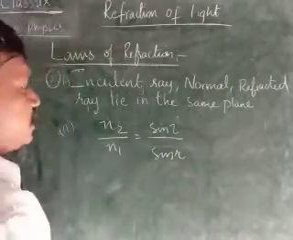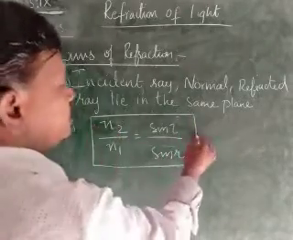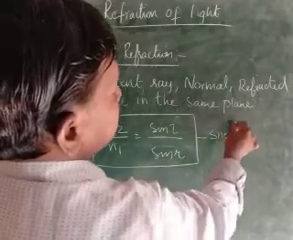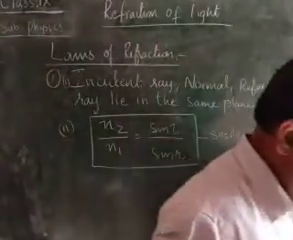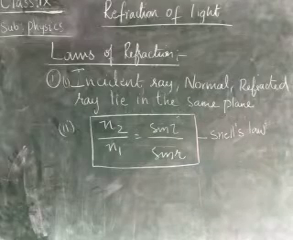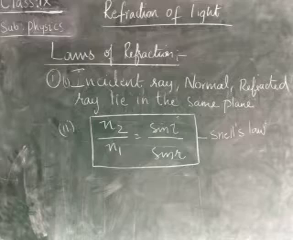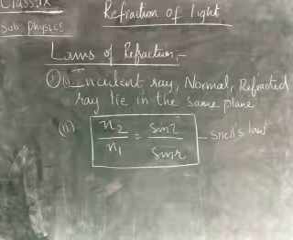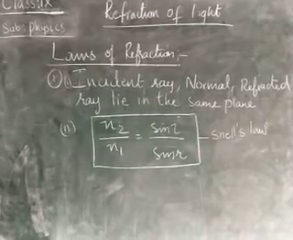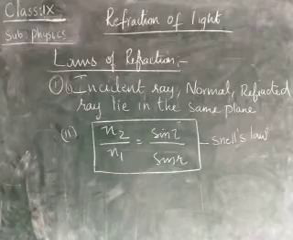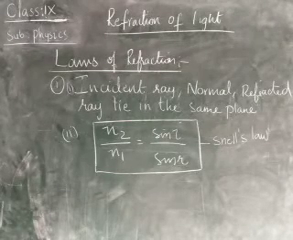Sin i by sin r is also called Snell's law. Children, this is called Snell's law. That is, n2 by n1 is equal to sin i by sin r, where i is the angle of incidence, children, and r is the angle of refraction.